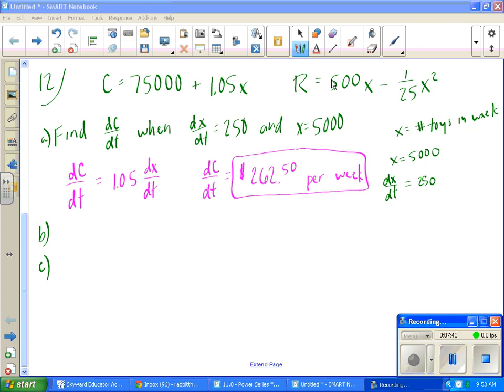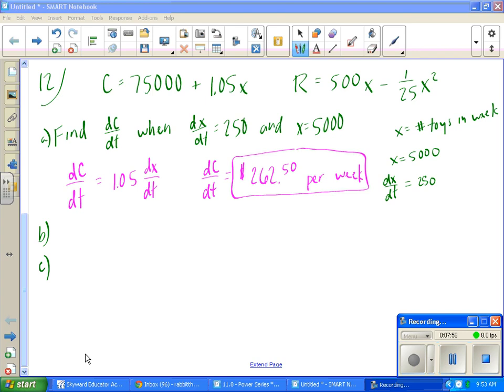Okay, guys, when you do the derivative of this, I know some people are having issues with the back one. You could use the quotient rule, or you can just write it as 1 over 25 x squared. Isn't that easier to take the derivative of? Just pull the 2 down front. It'll be 2 25ths x to the first, and then dx dt in the back.